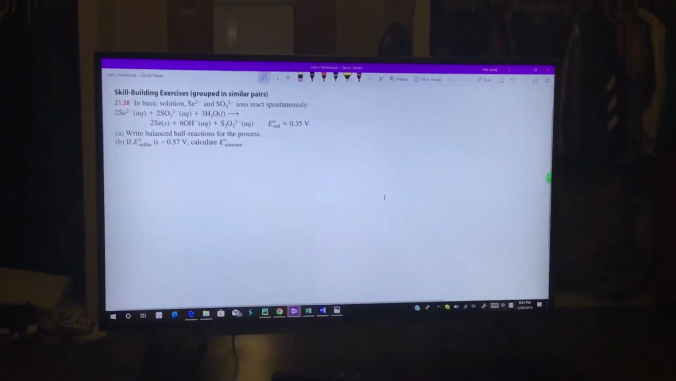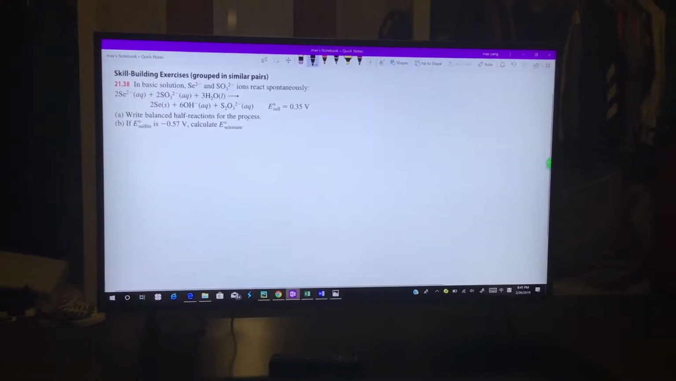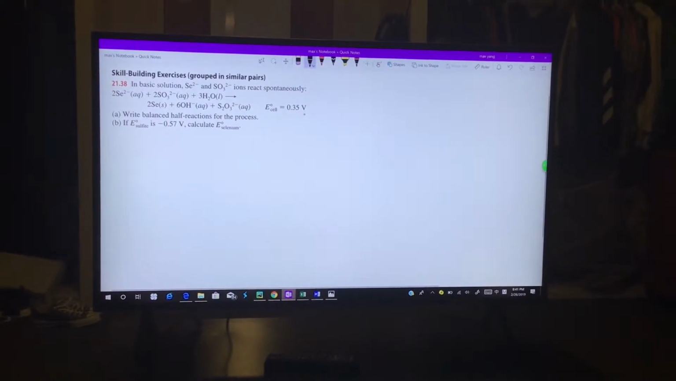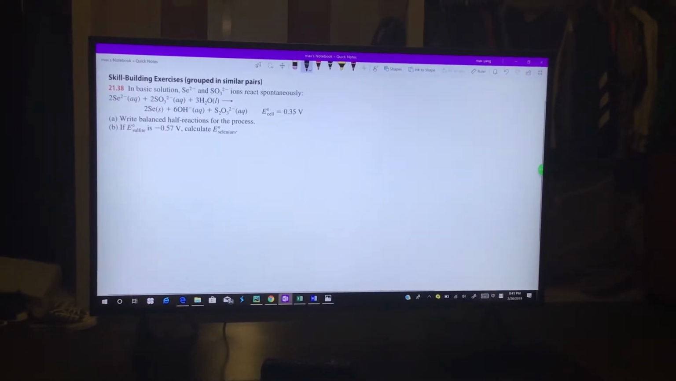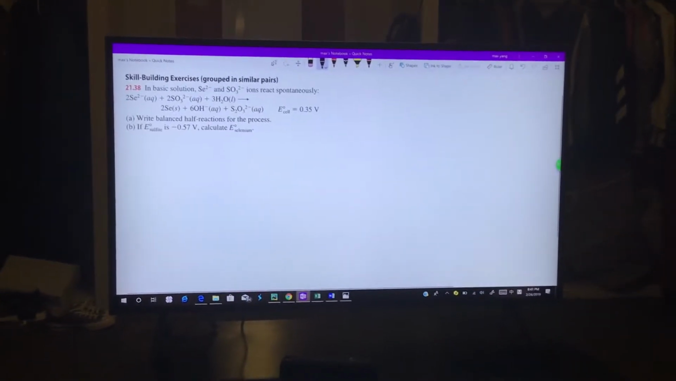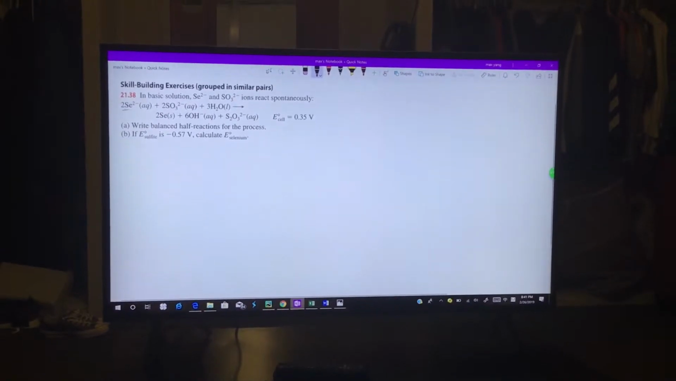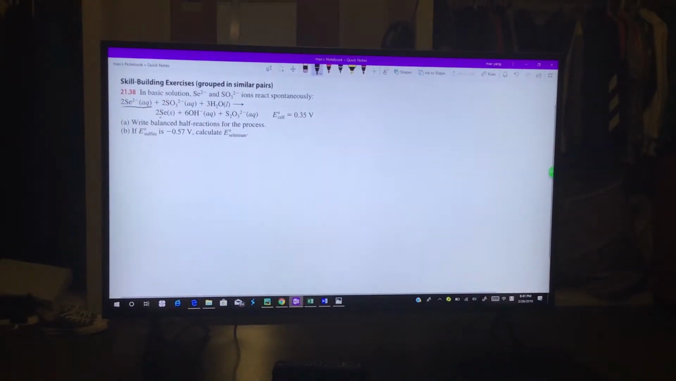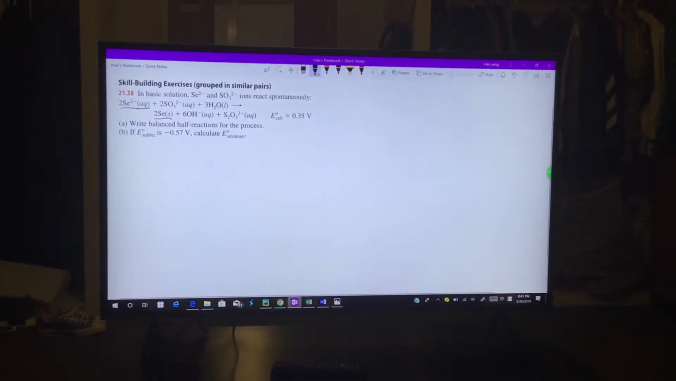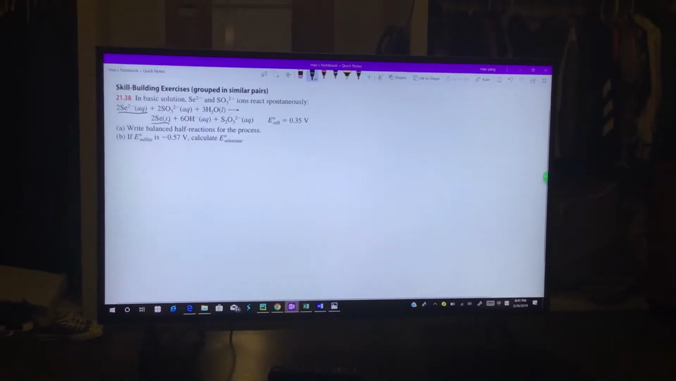For number 38, this question is asking us to write balanced half reactions for the process first. So if we look at the net ionic equation, which is already given in the problem, first we identify which element is going through reduction and which is going through oxidation. Here, 2Se 2 minus turns into 2Se solid, which is going from 2 negative to a 0 charge, which means it lost 2 electrons, meaning that it's going through oxidation.